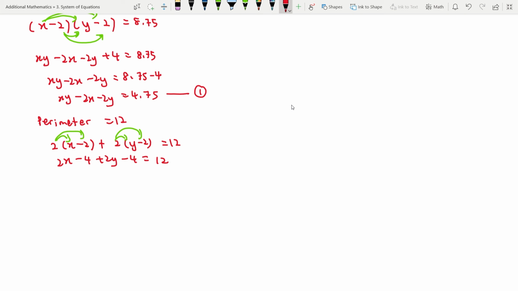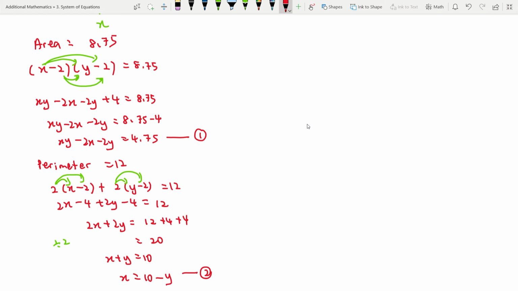We rearrange the equation. 2x plus 2y is equal to 12 plus 4 plus 4, which is equal to 20. We further simplify the equation by dividing 2. X plus y is equal to 10. And we make x our subject. X is equal to 10 minus y. We let it be equation 2.